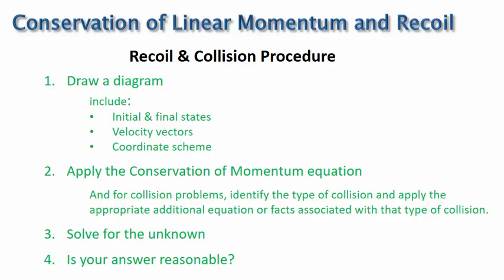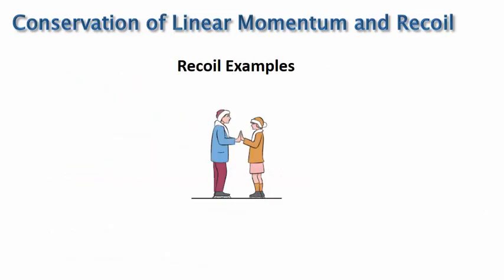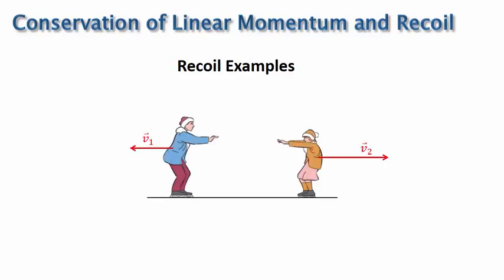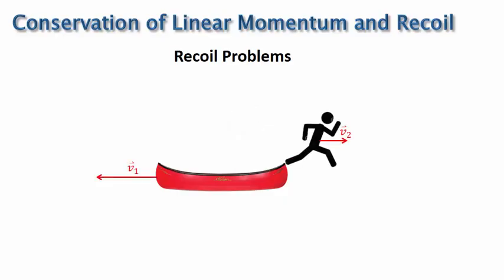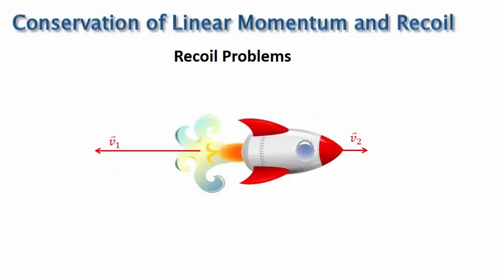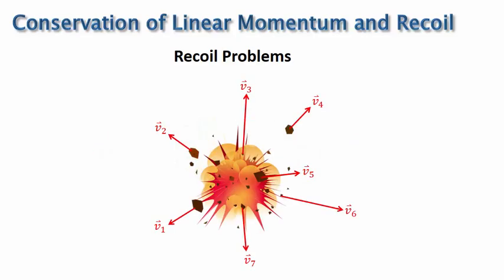Now let's discuss recoil problems when objects are initially together and then get forced apart. Some examples of recoil are 2 ice skaters who are initially standing next to each other and then push apart, or a person standing in a canoe and then jumps off the canoe in one direction, which propels the canoe back in the other direction, or a rocket where the exhaust is ejected in one direction and the rocket then is propelled in the other direction, or an explosion that propels multiple fragments in all directions.